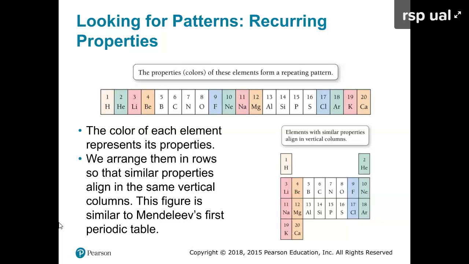And when he arranged the elements in order from smallest to largest, he noticed that there was a repeating pattern being generated. Every eighth element would have a set property that was unique, that was the same as the one eight before it or eight after it. And another thing he was able to do was predict. Right now, as it exists, I know of gallium, number 31. I know of arsenic, which is now number 33.